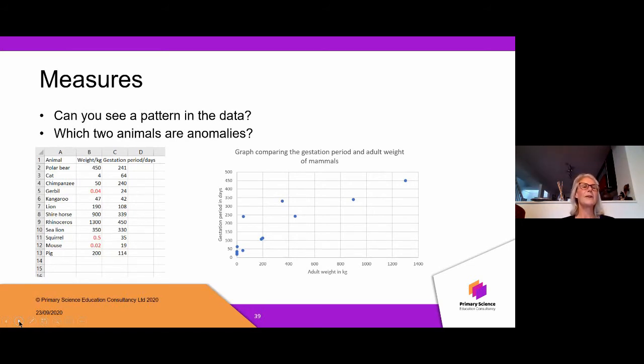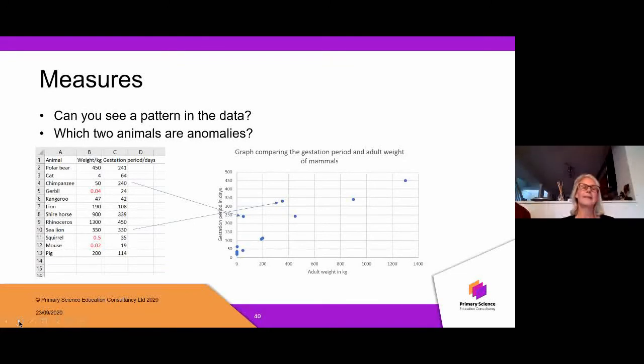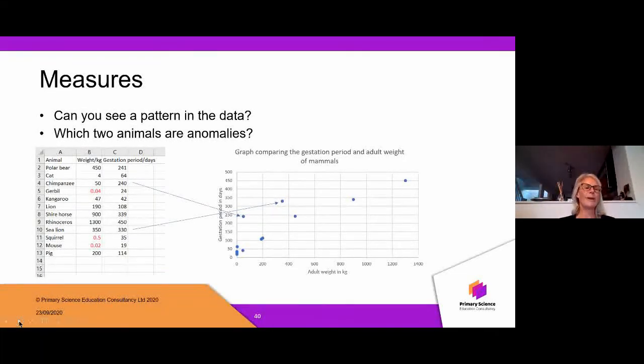I hope I've given you enough time for that little challenge. So one of them is the chimpanzee and the other one is the sea lion. You can see there how we had to convert the data into a different type of measurement. We've plotted it and then we've gone back, looked for a pattern and then identified our anomalies from that.